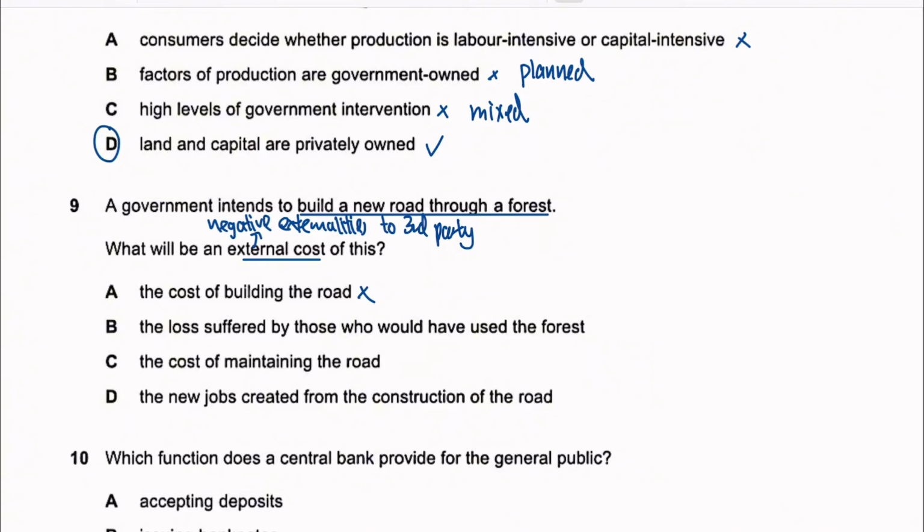B. The loss suffered by those who would have used the forest. Yes, correct. For example, some people may live in the forest, right? They'll need to be forced to relocate. Or some people who work in forests, like hunters, may lose their income because they cannot work there. Yeah. So C, the cost of maintaining the road. No, this is the actual cost. D. New jobs created from construction of the road. This is more of an external benefit.